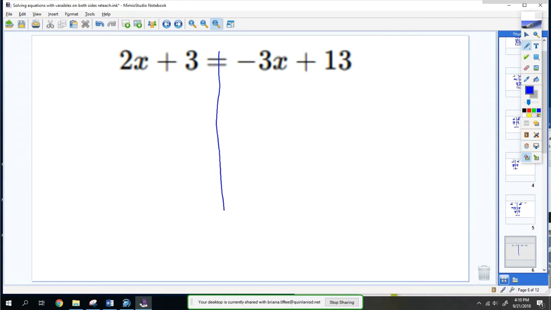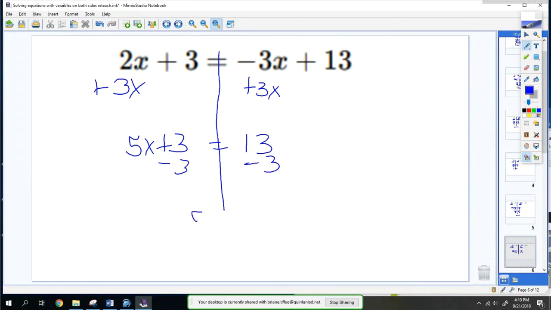Those look very similar. So I'm going to add 3x to both sides. You get 5x plus 3 equals 13. Subtract 3 from both sides. You get 5x is equal to 10. Divide 5 to both sides. You get x equals 2.